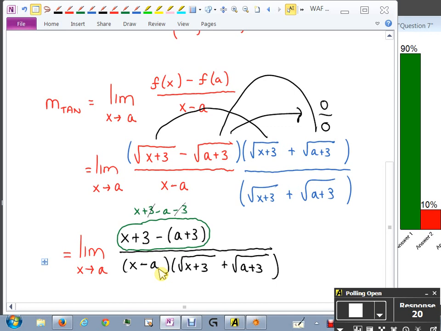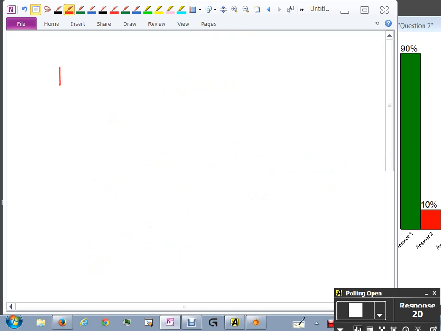So I'm ready for my next line, but I'm out of paper. Well, you know what I mean. So I'm going to go to the next page. Limit as x approaches a. What's on top? 1 over the square root of x plus 3 plus the square root of a plus 3.